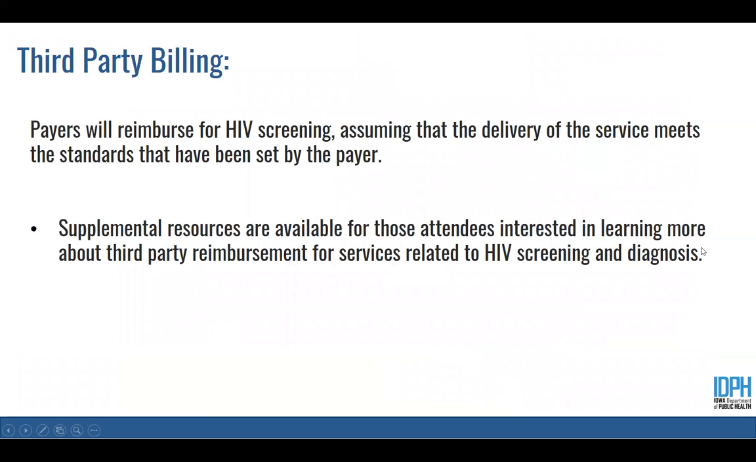And just a brief note on third-party billing. Payers will reimburse for HIV screening, assuming that the delivery of this service meets the standards of care that have been set by the payer. There's a supplemental recorded presentation that will be available to any attendees interested in learning more about third-party reimbursement for services related to HIV screening and diagnosis. That third-party billing presentation is brief, and it is a linkage to other pre-existing resources and coding manuals, and that presentation will address HIV, HCV, and STDs as well.